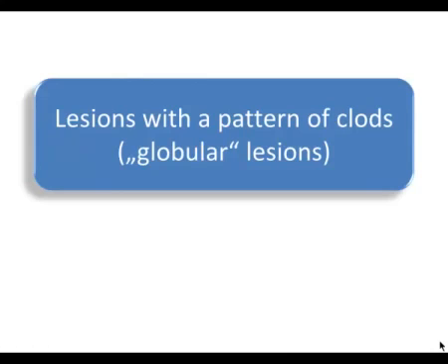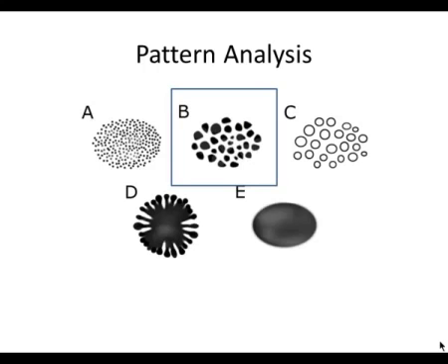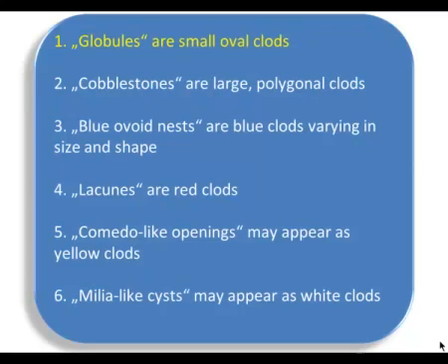This podcast is about dermatoscopy of lesions with a pattern of clods, or if you prefer, a globular pattern. Clods in my language are well-circumscribed objects that are larger than dots and may have any shape. They may be small and oval, or may be large and polygonal. First, let us resolve some issues related to terminology.